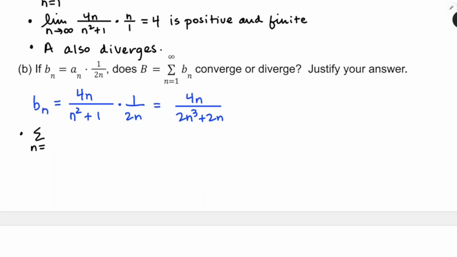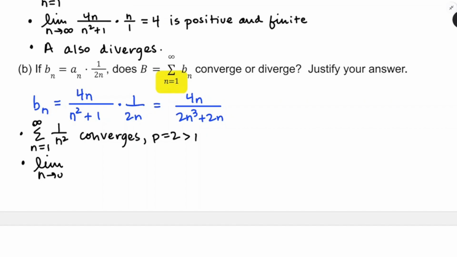Okay, they asked about something I haven't mentioned in this video: it's starting from n equals 1, so I need to compare starting from n equals 1. 1 over n squared converges by the p-series test. And I'm going to do the limit comparison as n approaches infinity of b_n divided by 1 over n squared. If you want to say b_n divided by n squared, be my guest. Okay, don't say it divided by n squared, that would not work.